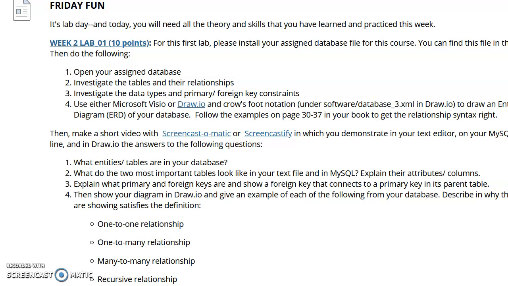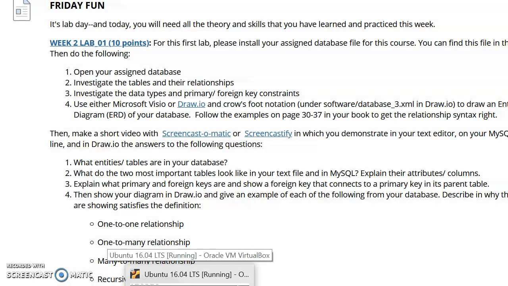So, let me take you to the entities and tables details. Here are the entities and tables details.